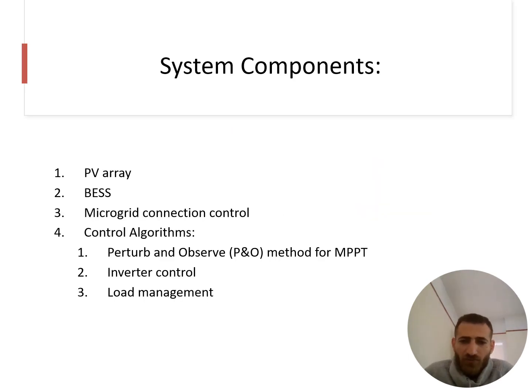Let's dive into the system components. So our system comprises three main components, which is the PV array, the BESS, and the microgrid connection control. The P&O method is used for the maximum power point tracking, which is crucial for optimizing the power output from the PV panel, the PV array, sorry.